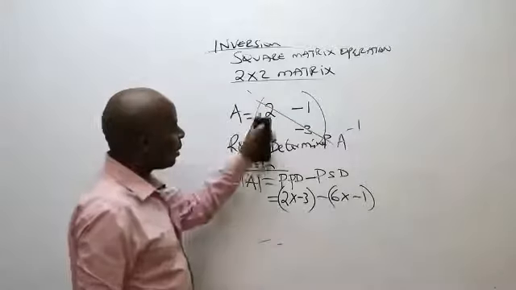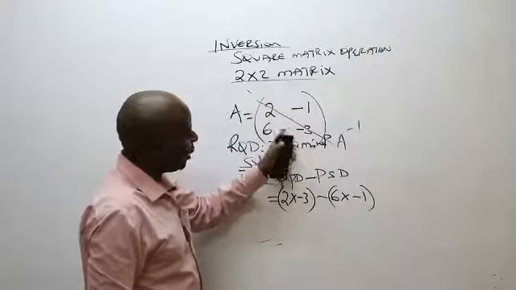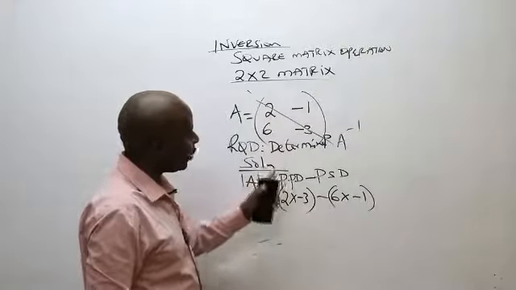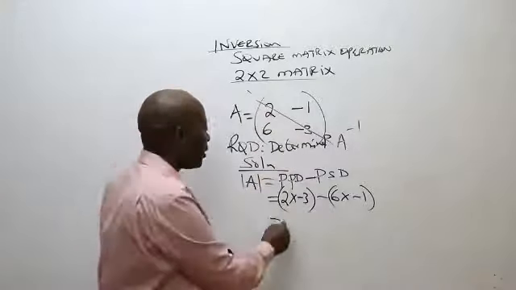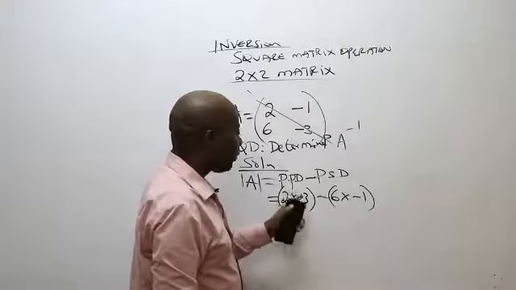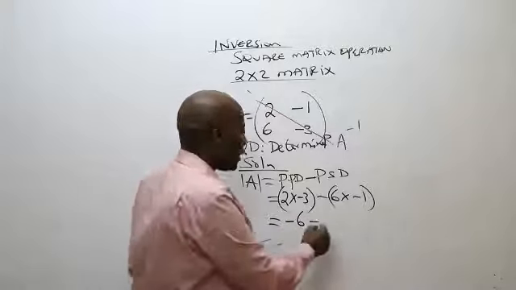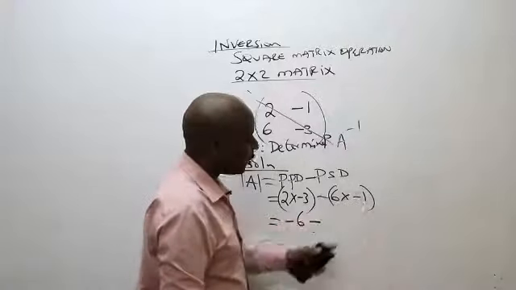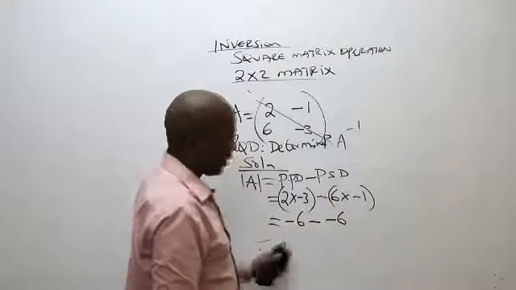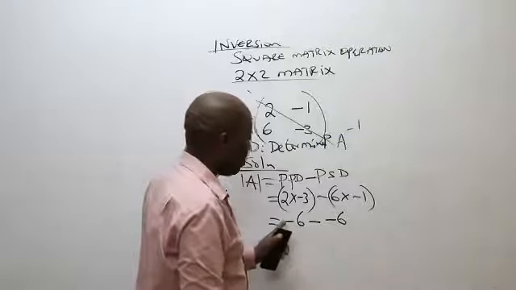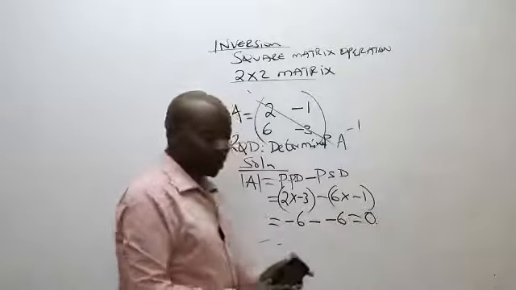So we have primary is 2 times what here? -3. 2 times -3. And then we have 6 times what here? -1. So 2 times -3 gives me -6. Minus 6 times -1, and 6 times -1 gives me -6. So -6 minus -6 will be -6 plus 6, which will give me a determinant of what here? 0.